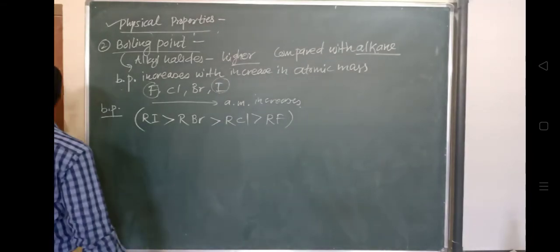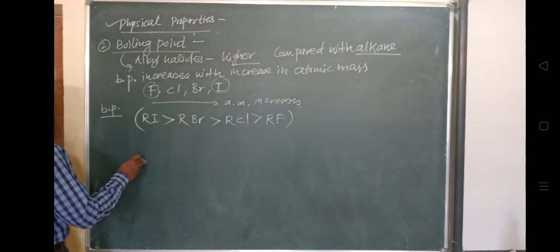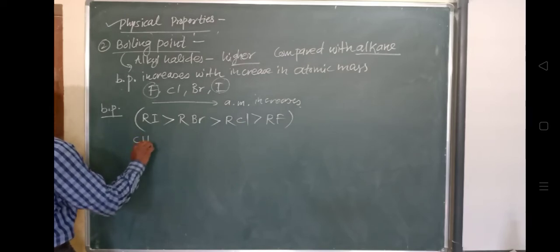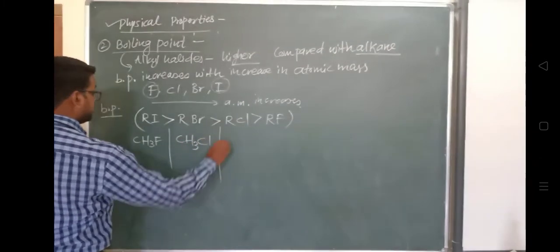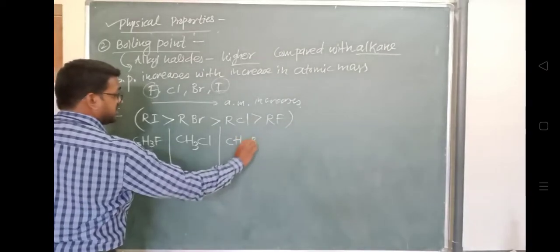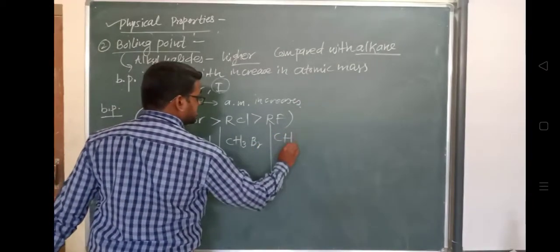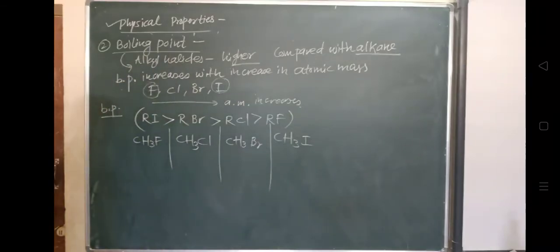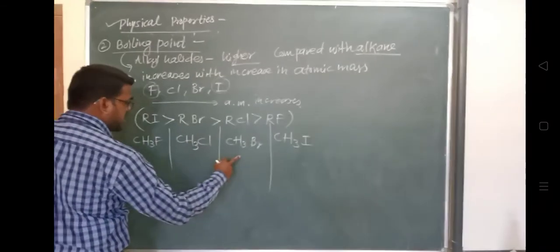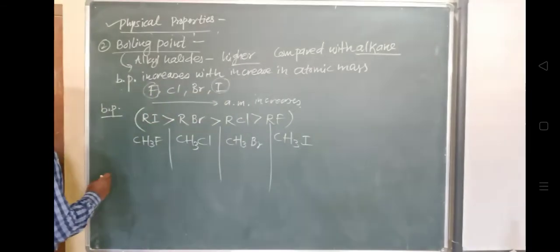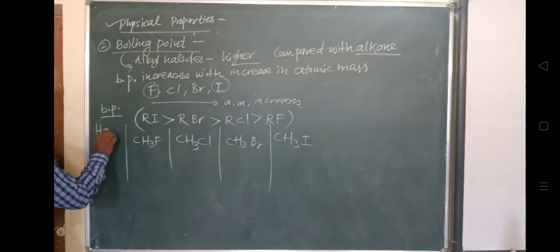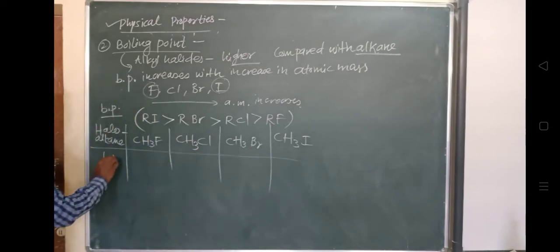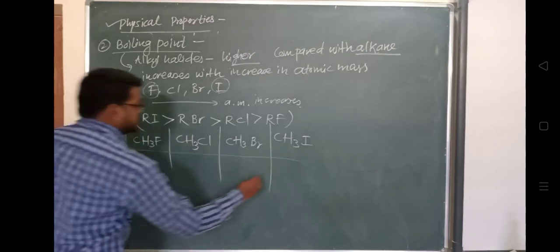So in this way, if we look at the boiling point, I will directly write down CH3F, then CH3Cl, then CH3Br, and the next one is CH3I. So this is the alkyl fluoride, alkyl chloride, alkyl bromide, alkyl iodide. Which will have the highest? CH3I will. So this is the haloalkane, and if we talk about the boiling point, it will be greater in this.